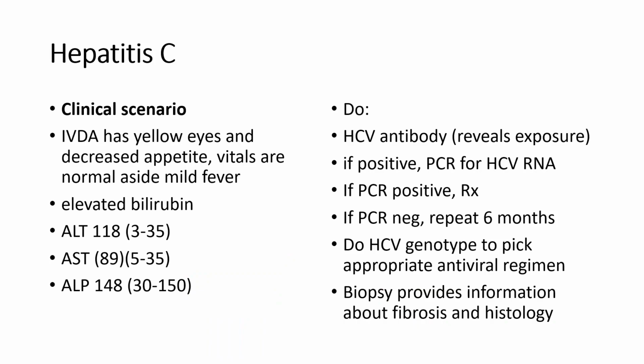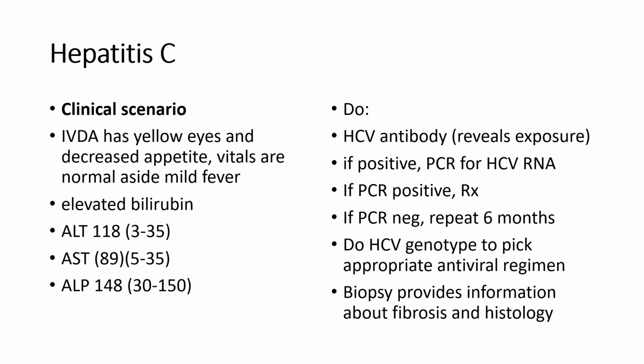Hepatitis C, we have a clinical scenario of an intravenous drug abuser who had yellow eyes and decreased appetite. The vitals are normal, bilirubin elevated, ALT, AST, ALP are elevated. When you look carefully, the elevated ALT is greater than AST, so liver cells greater than spirit. So this is a viral hepatitis picture.